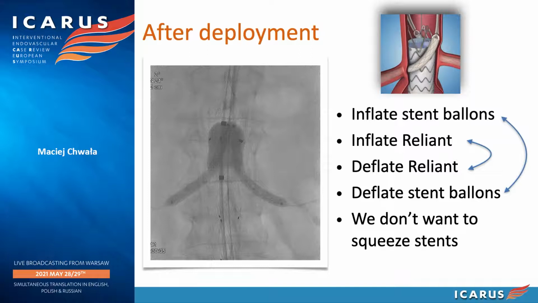It is very important to remember the order of the ballooning because we don't want to squeeze the stent grafts in the renal arteries. So we start with putting balloons into the renal arteries, then we inflate the Reliant, then we deflate the Reliant, and finally we deflate the stent balloons.